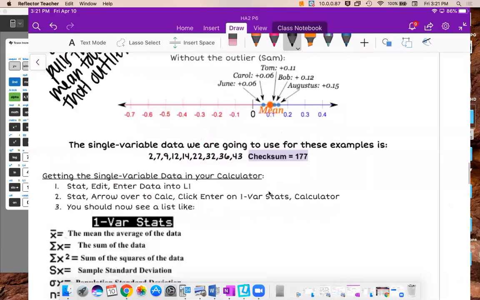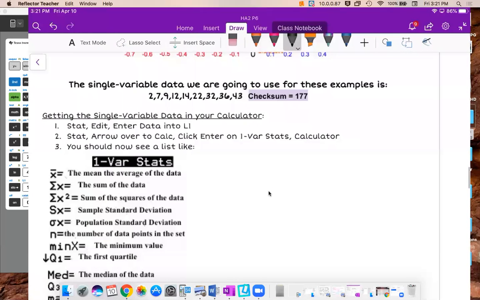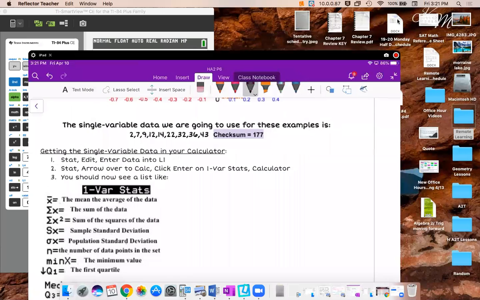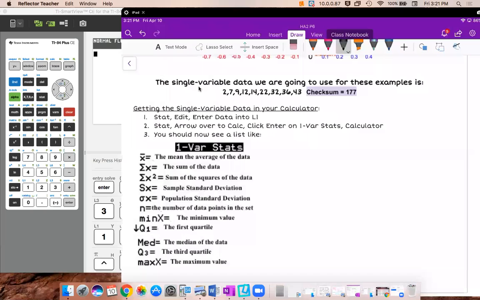Okay, so what we're going to do is we're now going to use our calculators, and we're going to learn how to plug in and create box plots and histograms, and then also just look at these one variable stats. So go ahead and get your calculator out. And what we're going to do is start by looking at the single variable data we're going to use, which is this. So I'm going to walk you guys through how we do this.